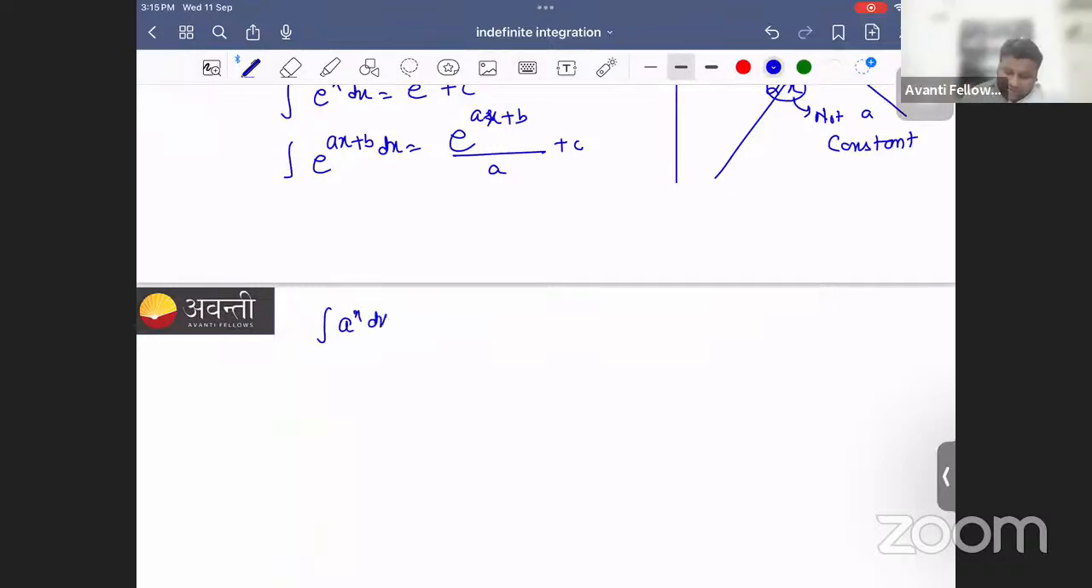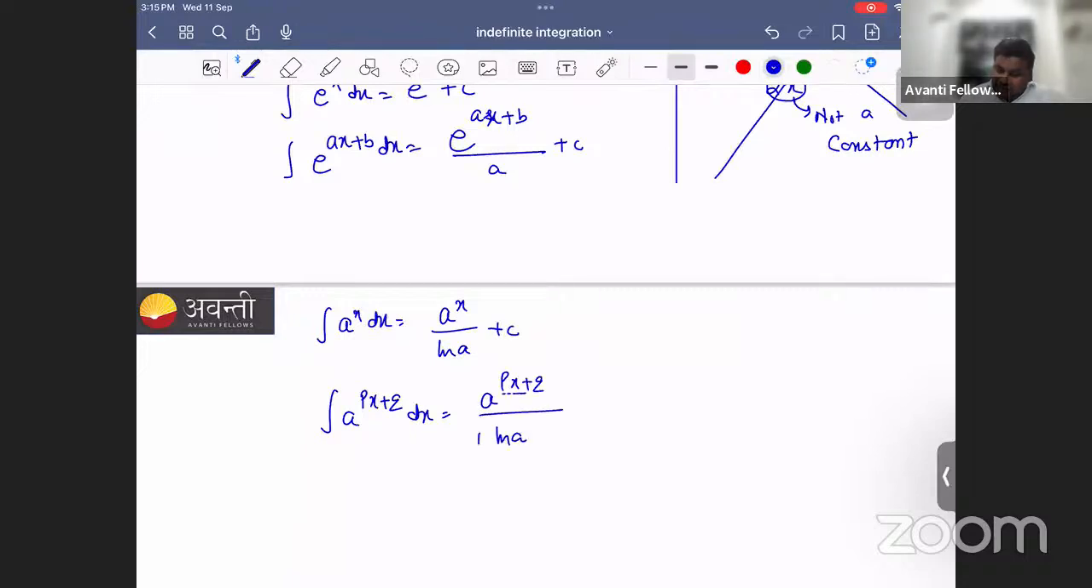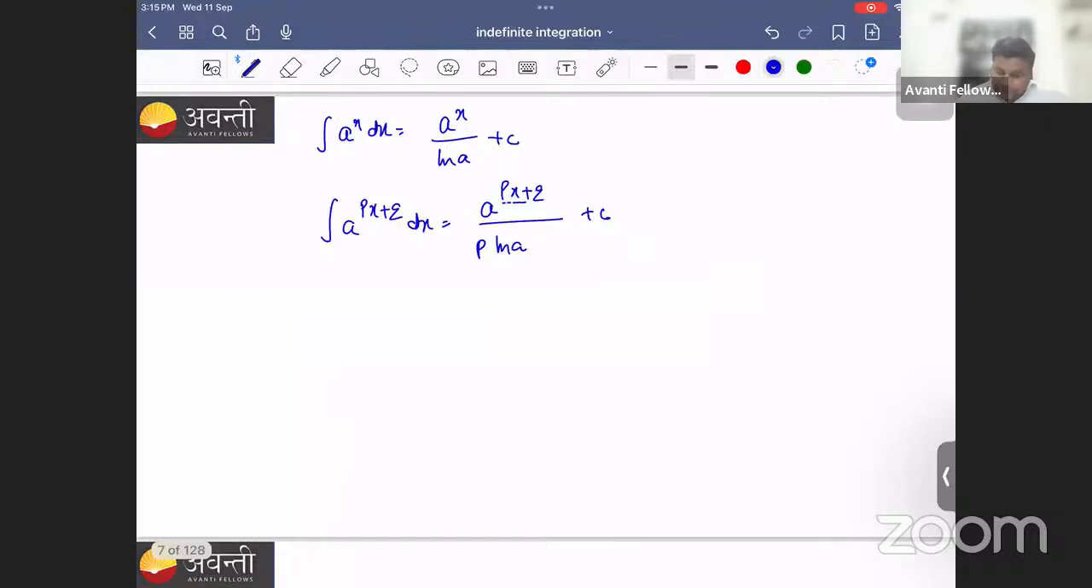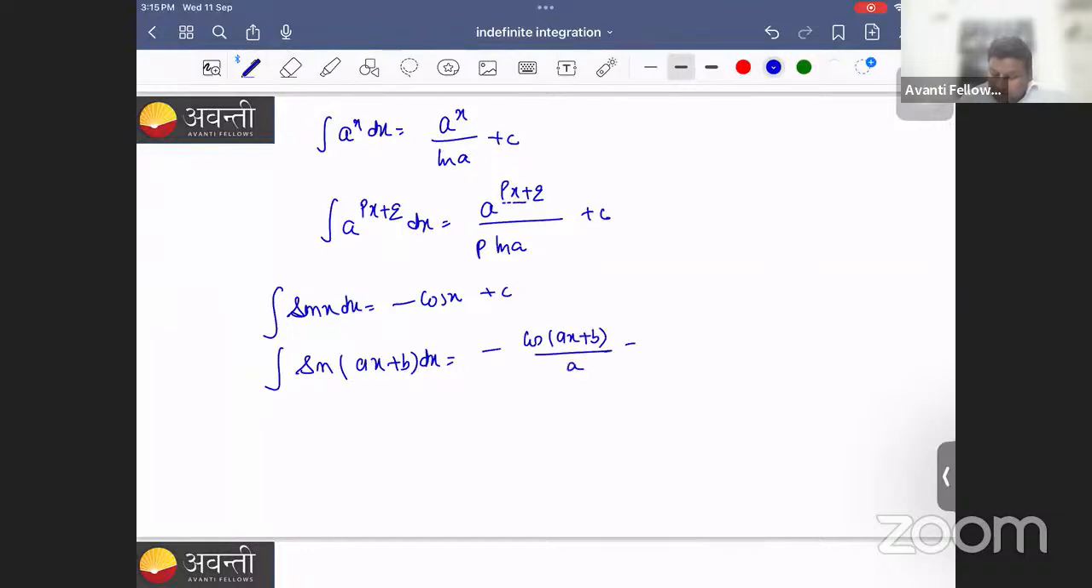Integration of a to the power x dx will be a to the power x upon ln a plus constant. And if it is a to the power px plus q dx, that will be a to the power px plus q upon ln a into the derivative of this, that is p, plus constant. Got it? Now, integration of sin x dx is minus of cos x, whereas the integration of sin of ax plus b dx is minus of cos of ax plus b upon a plus constant.